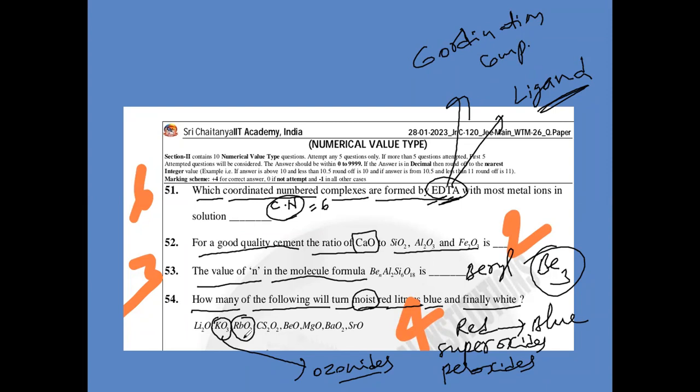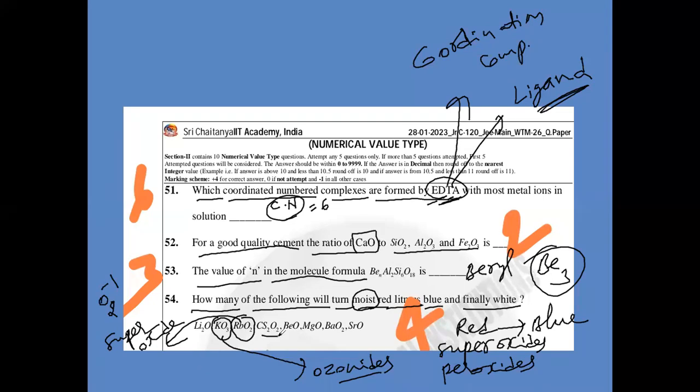And RbO2, what is it? Is it superoxide or peroxide? It is superoxide. In the superoxide, O2 minus 1 is there. Rb plus 1, right? Rubidium, first group element. Rb plus 1, then O2 minus 1. So this is superoxide.